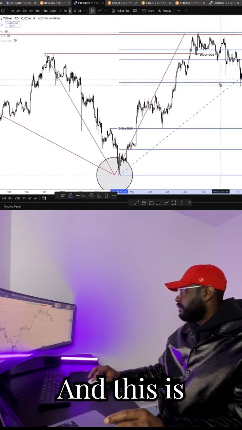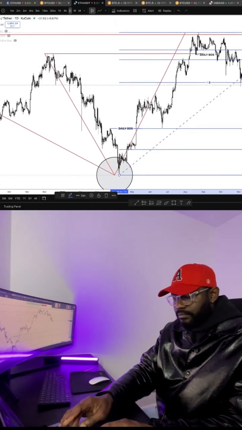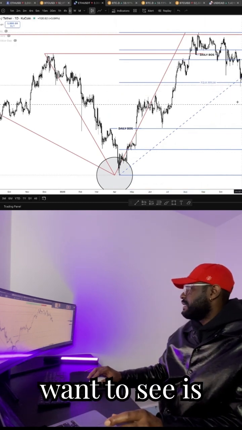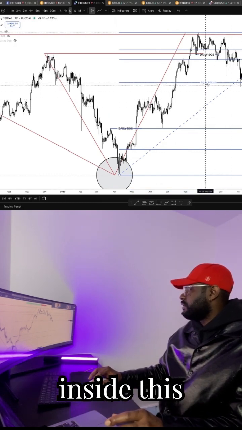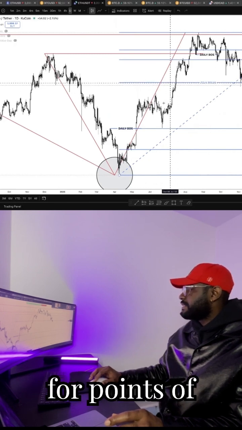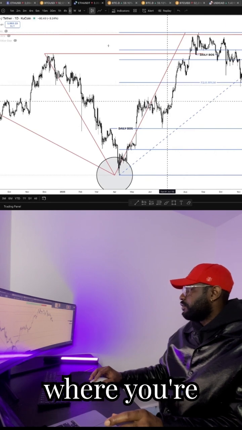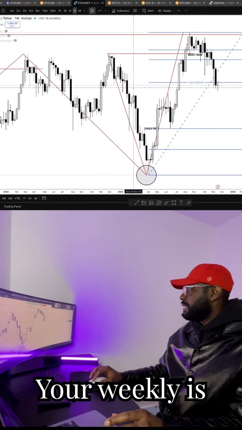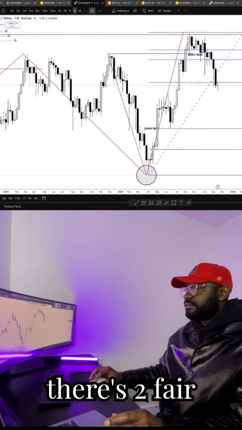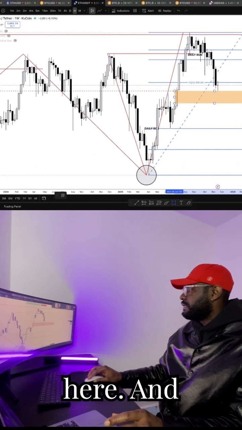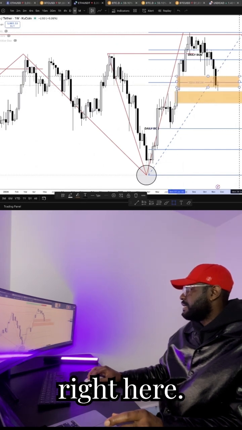And this is your equilibrium. So all you now want to see is for price to come down inside this equilibrium zone, and you're looking for points of interest inside the discount where you're going to buy. You can go to your weekly. Your weekly is showing you there are two fair value gaps right here. There's one here, and there's this second one right here.